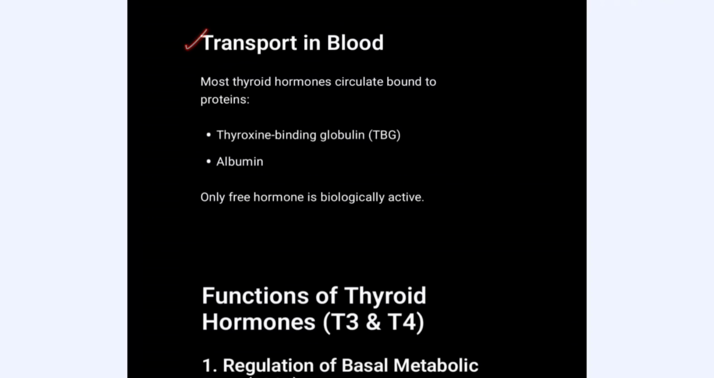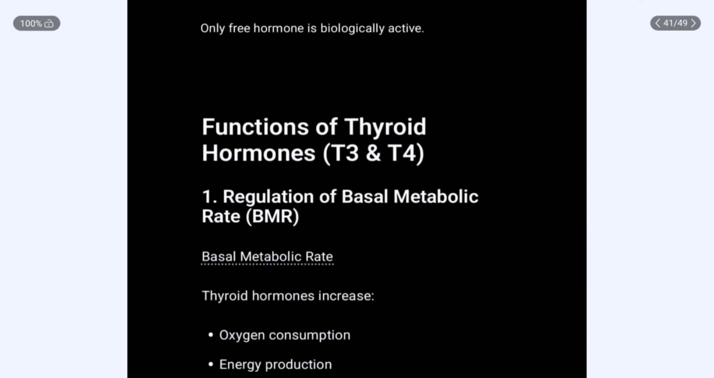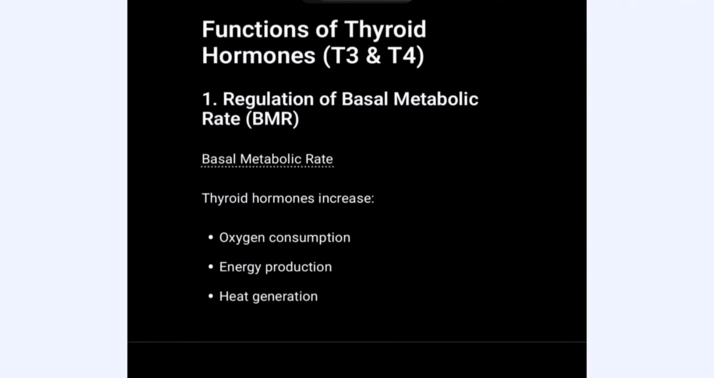Transport in blood. Most thyroid hormones circulate bound to proteins. Those proteins are thyroxine binding globulin and albumin. Only free hormone is biologically active. It means the protein bound hormones are not biologically active. These proteins are only used for transport of the thyroid hormone in the blood. The free hormone cannot be transported in the blood.